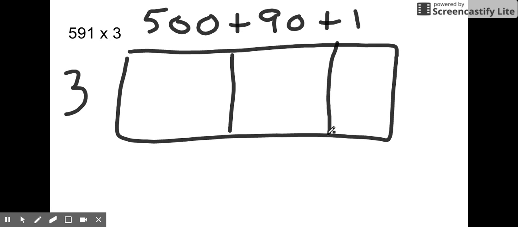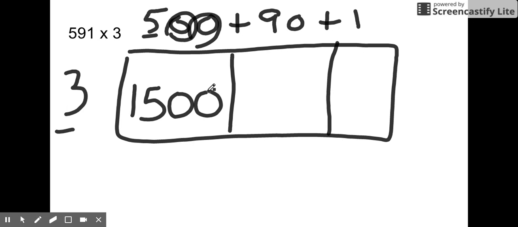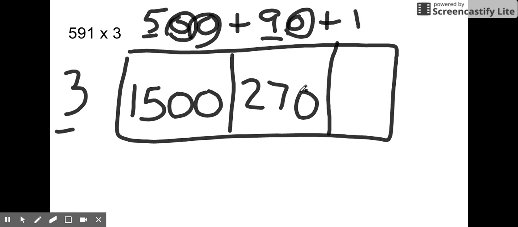So again, I have 3 digits that I'm multiplying by, so I have 3 boxes. I'm going to start multiplying the top times the side, so I know that 5 times 3 is 15. I'm going to add 2 zeros to my answer because I have 2 zeros in my problem. I come to the next one, I know that 3 times 9 is 27. There's 1 zero in my problem, so I'm going to add 1 zero to my answer, and I come to 3 times 1, which is 3.